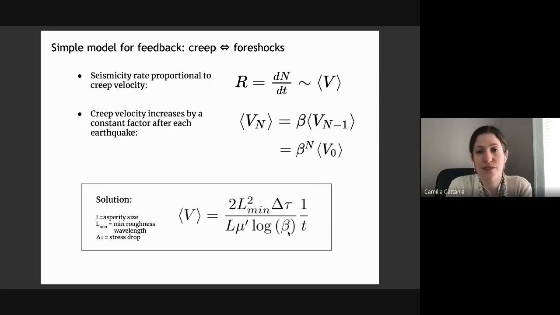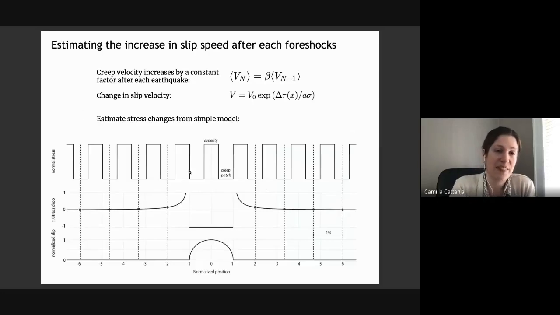So we want to estimate this prefactor just so that we can put some numbers into this expression and compare it with the simulations. And so we did so here. We are basically assuming this simple kind of alternation of asperities and creeping patches. And this is quite close to what we see in the simulation. So there is this kind of constant spacing determined by the local roughness characteristics. And so we have asperities and creeping patches.